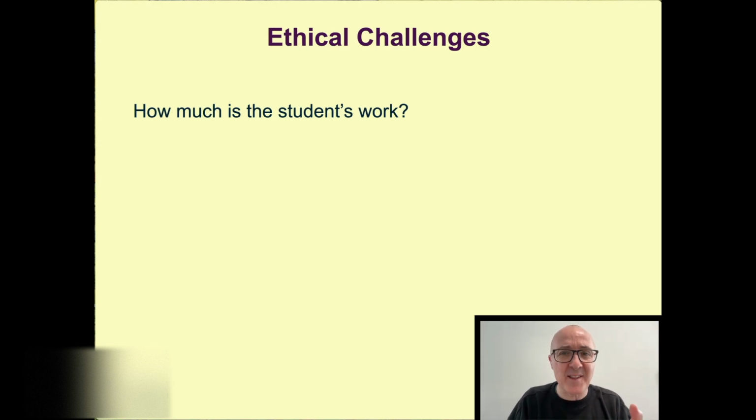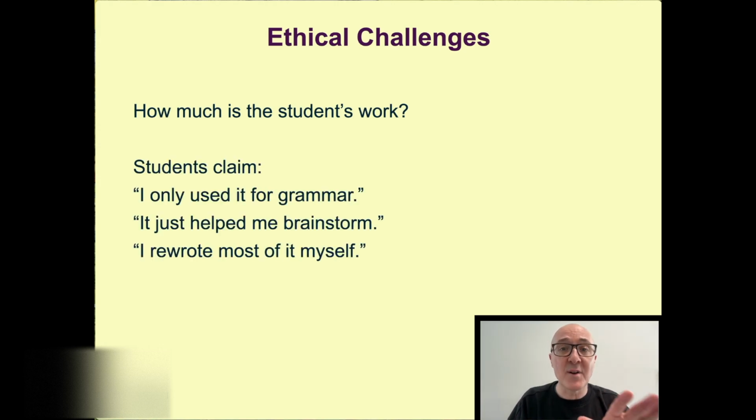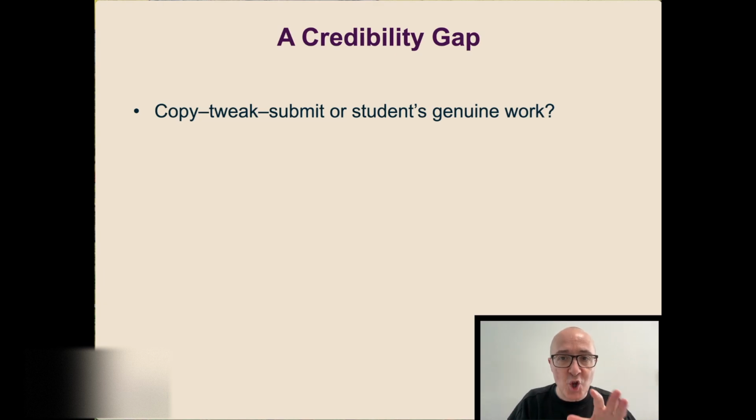But how can their teacher know exactly, even if a student logs their AI use very carefully? There's no reliable way for a teacher to verify how much of the work was truly the student's. Students can easily claim, and students often do claim, I only used it for grammar. It just helped me brainstorm some ideas. I rewrote most of it myself. Honest, I did. But unless the writing process is captured and monitored and broken into stages and checked very carefully at each stage, there's no way to distinguish genuine student work from copying, tweaking, that means making little changes, and submitting, handing in. There's no way to distinguish whether this is the student's work or the AI's work.